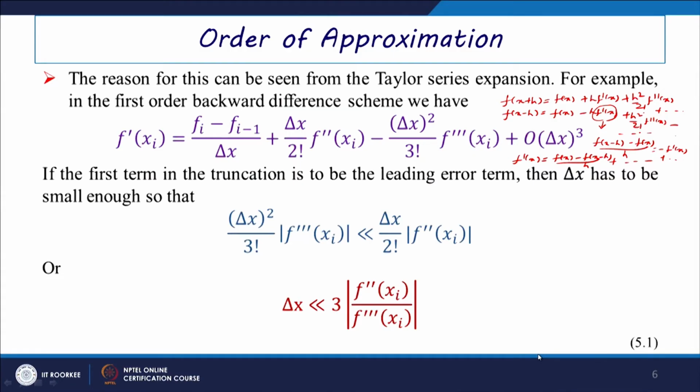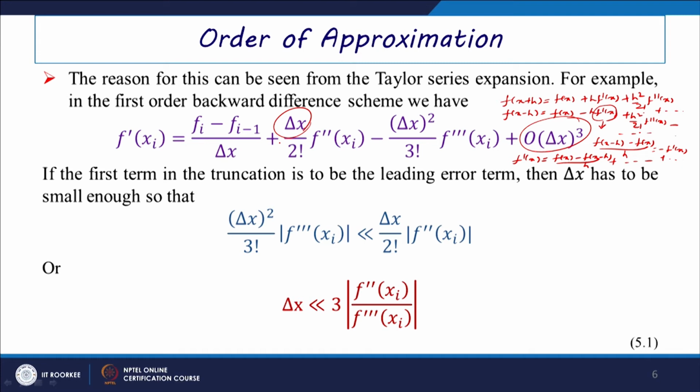So that's why we are writing f dash of xi is nothing but f of xi minus f of xi minus 1 divided by del x plus, with h by 2 factorial, that is del x by 2 factorial, f double dash of xi and minus of del x whole square by 3 factorial f triple dash of xi plus order of delta x cube terms. Since after this term, the next term will be the coefficient of the fourth derivative thereover. So the first term in the truncation error is the leading term here, and this term is associated with the coefficient del x here.